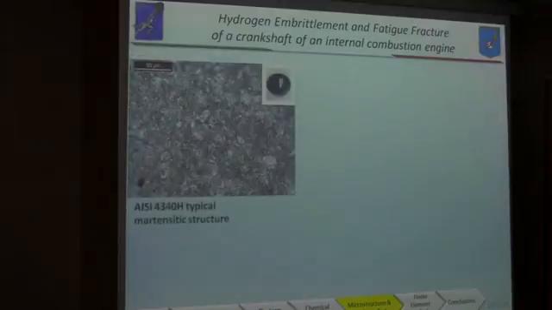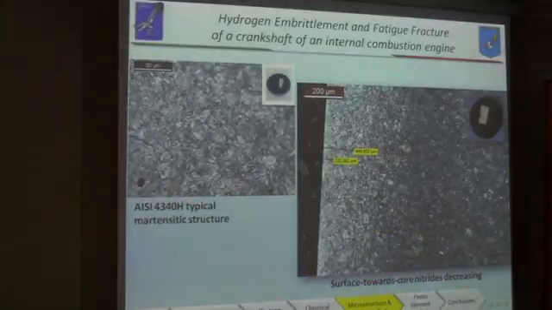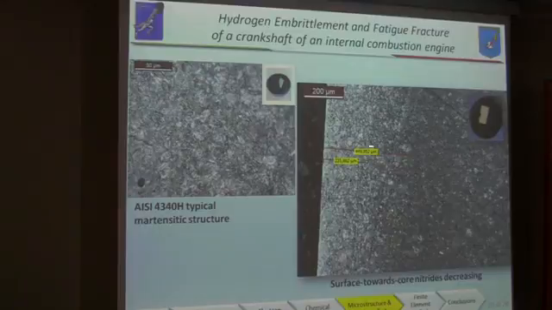Moving ahead, the microstructural examination confirmed the martensitic structure for this steel, and also for the oil chamfer section confirmed the nitrogen diffusion in a layer of about 500 microns starting from the journal surface.